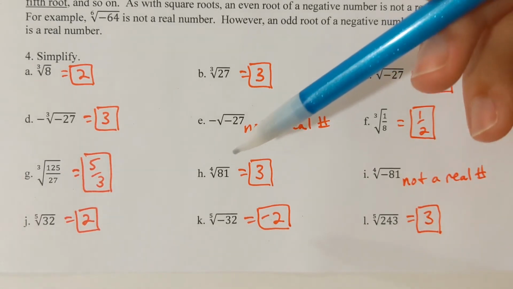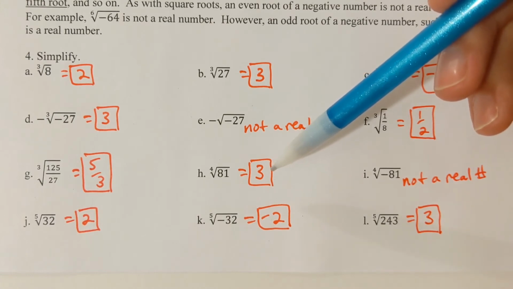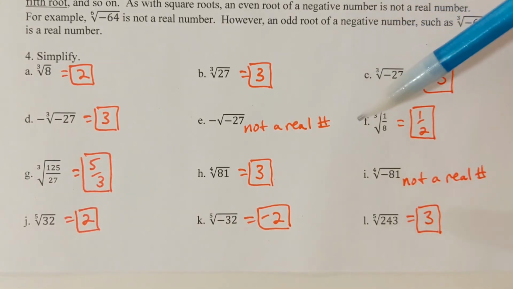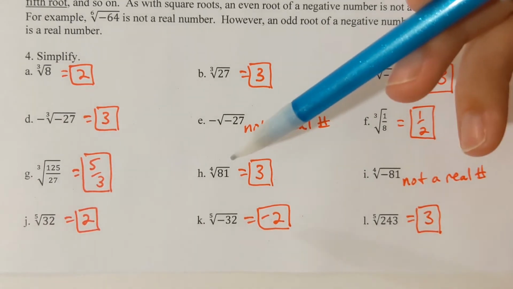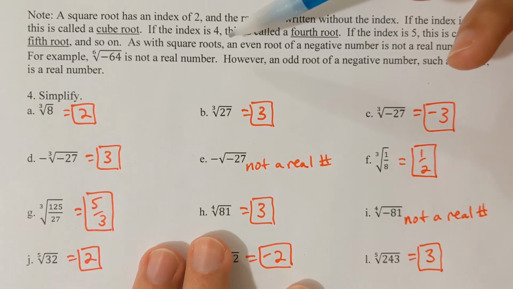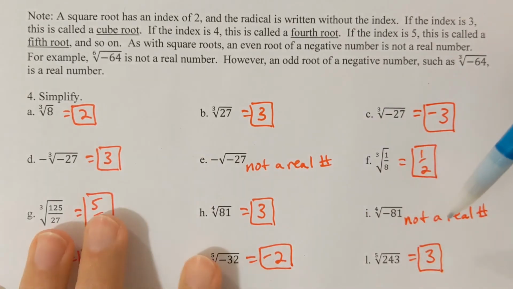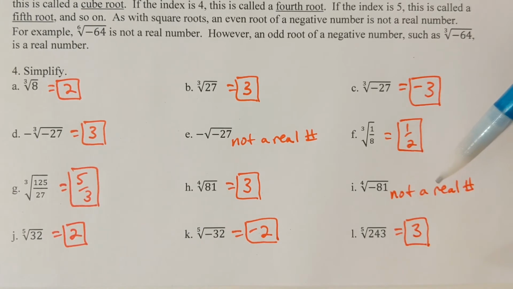But here's another one. The fourth root of 81. Well, 3 to the fourth would give you 81. 3 times 3 times 3 times 3 gives you 81. So the fourth root of 81 is 3. How about the fourth root of negative 81? Well, an even root of a negative number is not a real number. That should make sense. There's no number that you can raise to the fourth power to give you negative 81. If the power is an even number, you will never get a negative. So not a real number is the answer there.